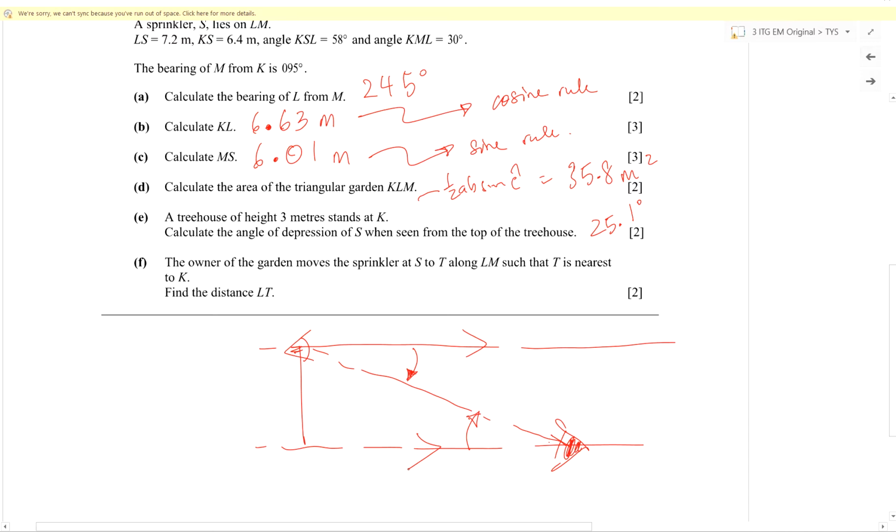Now part F, LT is 3.81 meters. I didn't give you 1 mark, right? Yeah, because cannot. Yes? How to do part F?